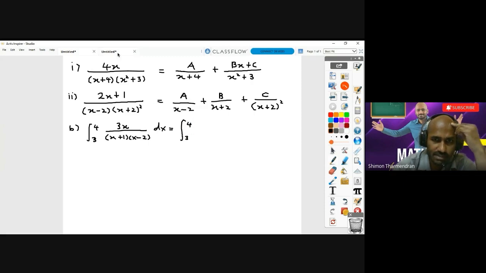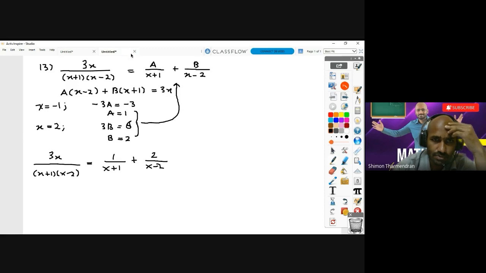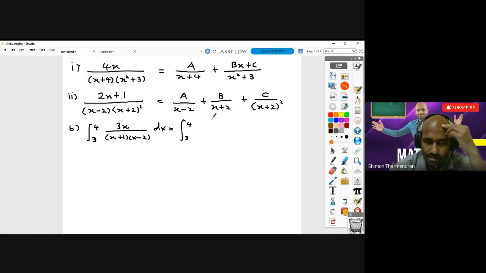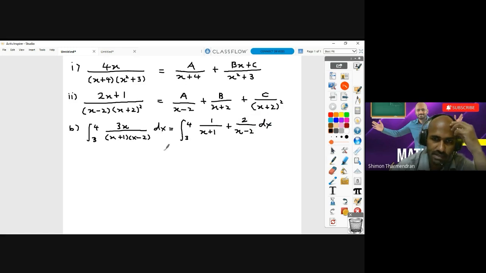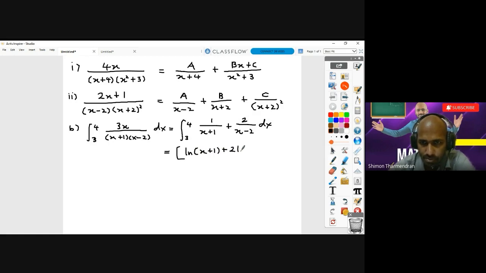So partial fraction tadi we got 1 and 2. 1 over x plus 1 plus we got 2 over x minus 2. This is the first part earlier. Again, once it's linear down there, when we integrate, we're going to get ln. So this guy, we get ln x plus 1 plus with 2 ln x minus 2.